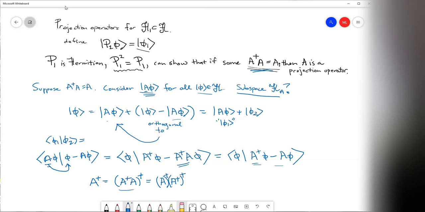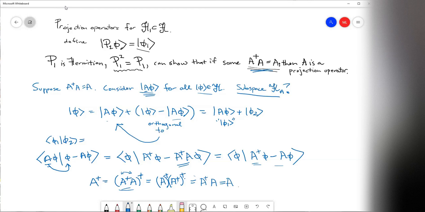So that's how you take a dagger of a product of things. You reverse the order, you flip these two things, and then you stick daggers in. And so you get A dagger again, and then A dagger dagger, the two daggers cancel. It's like taking a complex conjugate twice and then doing the transpose twice. So you get back out A, and lo and behold, that's the same as A.